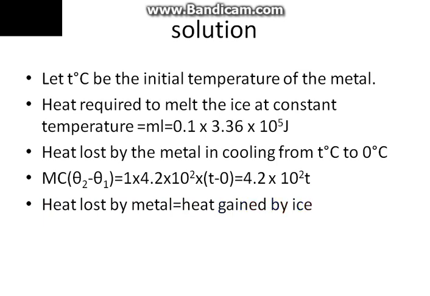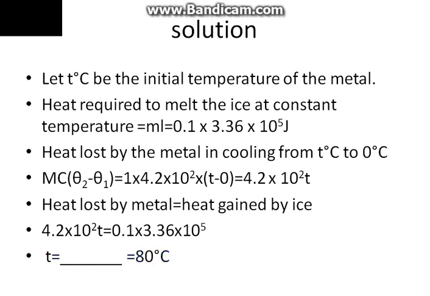Heat lost by metal equals heat gained by ice. 4.2 times 10 raised to power 2 T is equals to 0.1 times 3.36 times 10 raised to power 5. Making T the subject of the formula, we have T equals 0.1 times 3.36 times 10 raised to power 5 all over 4.2 times 10 raised to power 2, which is equals to 80 degrees. Therefore, the initial temperature of the metal is 80 degrees Celsius.